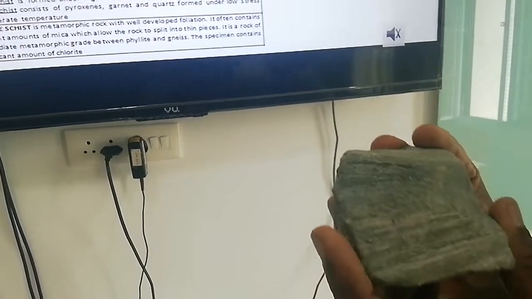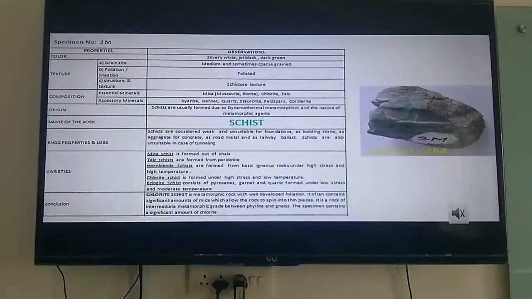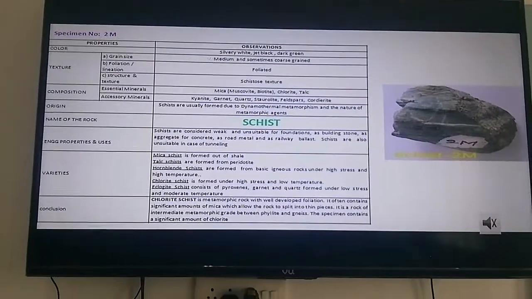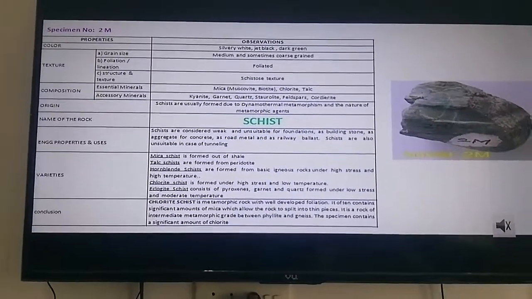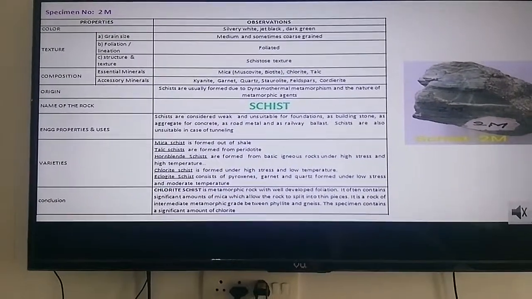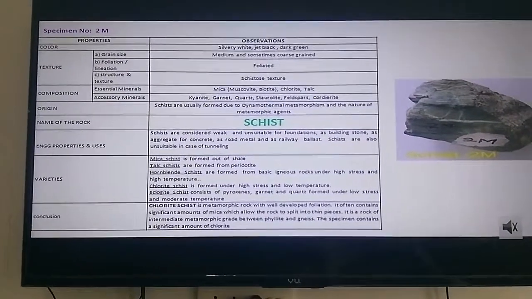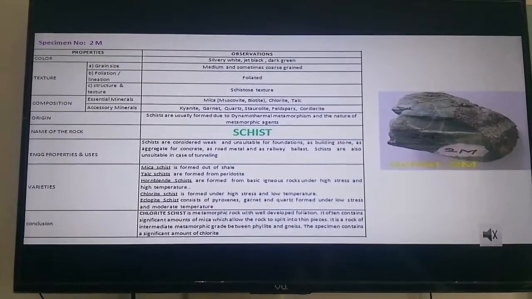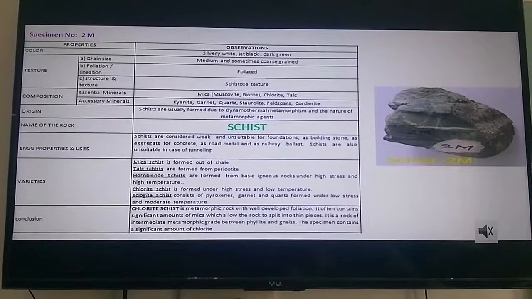It consists mainly of muscovite or biotite in the mica group, and chlorite and talc. So all the minerals belong to the mica group, chlorite and talc. Accessory minerals include kyanite, garnet, quartz, staurolite, feldspars, cordierite. Schists are usually formed due to dynamothermal metamorphism and the nature of metamorphic agents.